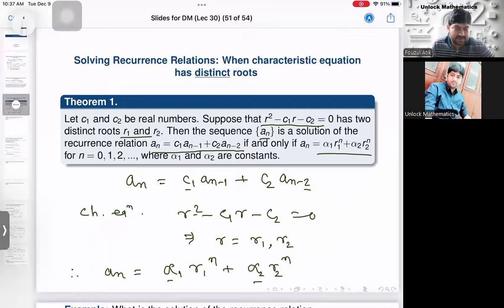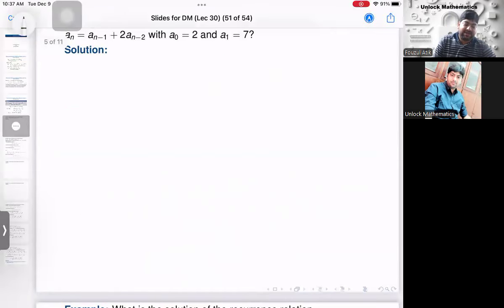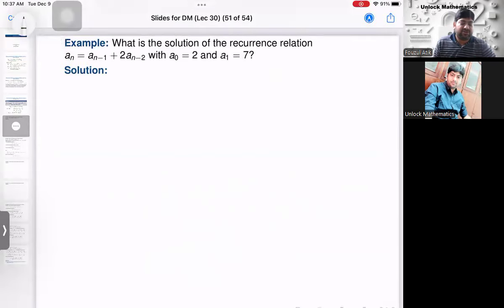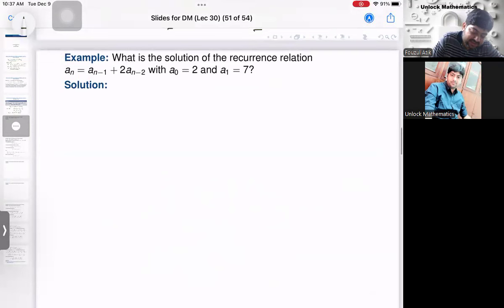Now I will give some examples so that it will be very, very clear to you. Look at this problem. What is the solution of the given recurrence relation? a_n is equal to a_(n-1) plus 2 times a_(n-2). Is it linear? Yes, linear. Homogeneous? Homogeneous. Constant coefficient? Constant coefficient.